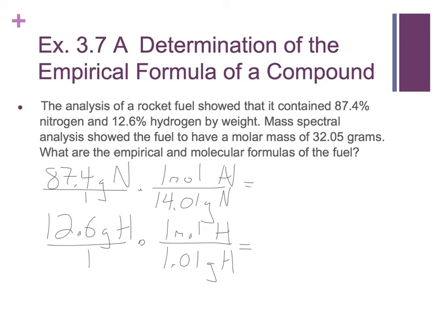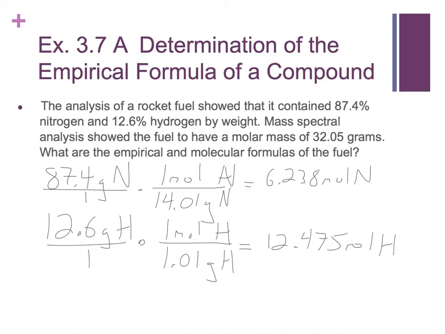Normally if we say nitrogen we mean N2, but this is an unknown molecule. It is not N2 and H2. It's an unknown rocket fuel. So here we've got 6.238 moles of nitrogen, and we have 12.475 moles of hydrogen. Now this one looks pretty obvious because it's simple.